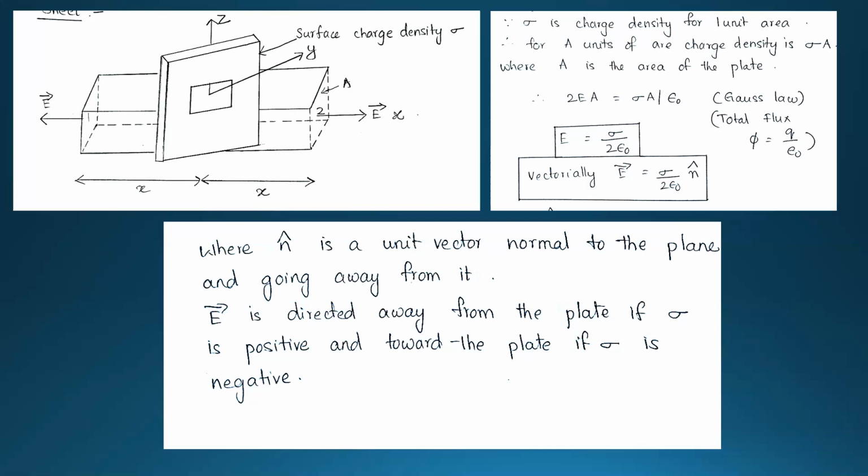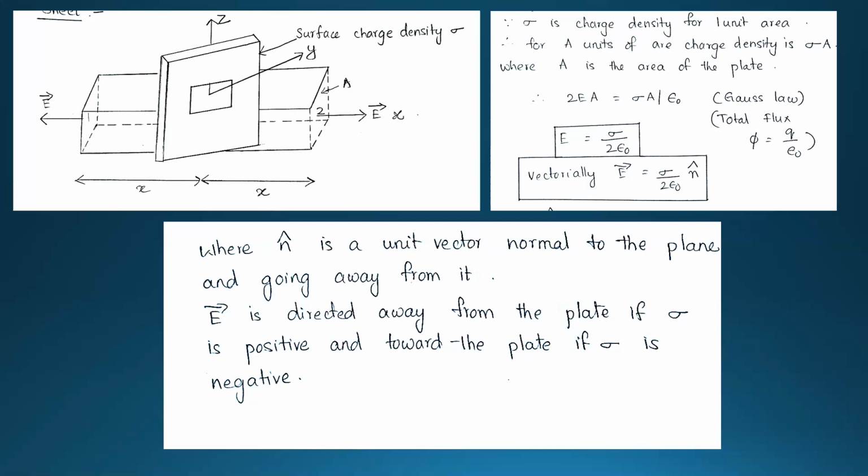E bar is directed away from the plate if sigma is positive, and towards the plate if sigma is negative. We all know that for a positive charge, the direction of the electric field is outwards. For a negative charge, the direction of the electric field is inwards. So we can conclude that E bar is directed away from the plate if sigma is positive, and towards the plate if sigma is negative.